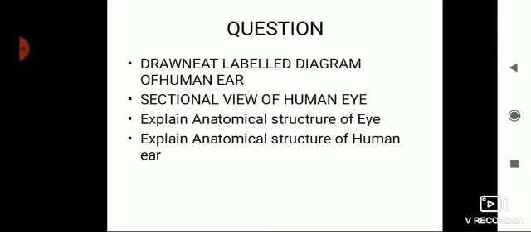Now the questions. Draw a neat labeled diagram of the human ear. Sectional view of the human eye. Explain anatomical structure of the eye. Explain anatomical structure of the human ear. So a schematic diagram is expected. You just give 4 to 5 labels, and the labeling should be clear to the organs.